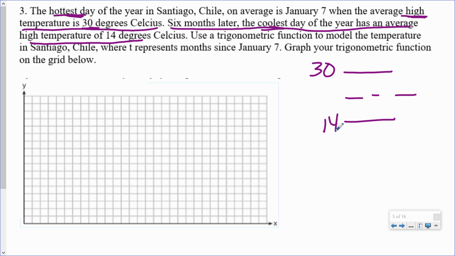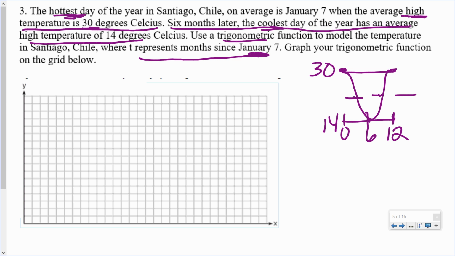That's going to be my min. Use a trigonometric function to model the temperature T months since January 7th. So, January 7th was the hottest day. So that means it's starting at the hottest day. It said 6 months later it was at its coolest. So that means that this is going to be time 0. This is going to be time 6, which means the period is going to be double that, which is 12. Because it starts at the max, it's got to be a cosine. So it's going to look something like this.